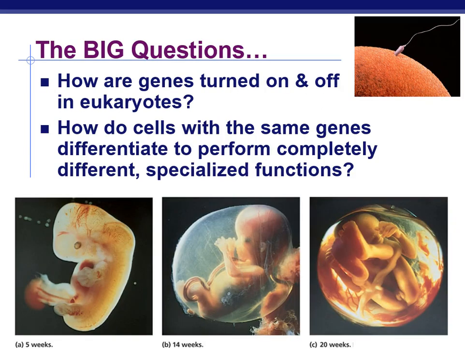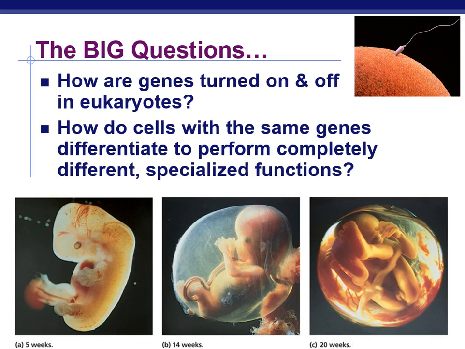All right, some big questions here. How are genes turned on and off in eukaryotes? When we talked about bacteria, we learned about operons. But how do multicelled creatures like us regulate our genes?